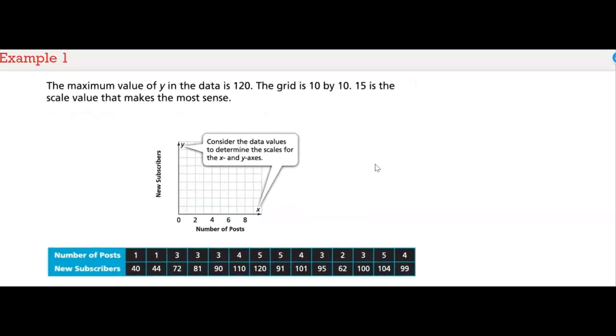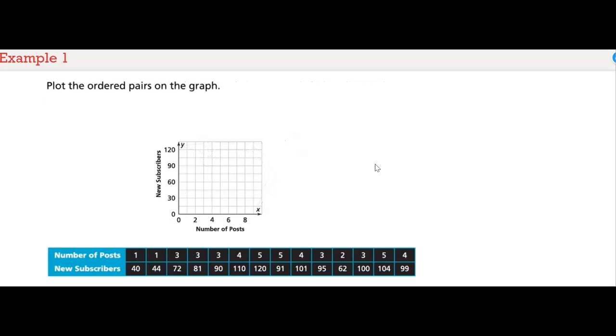Because the maximum value of y in the data is 120 and the grid is 10 by 10, 15 is the scale value that makes the most sense. Just like before, Luciana labels every other line. Then, Luciana plots the ordered pairs on the graph. She begins with the first column in the table and plots 1, 40. She does the same for the remaining data.